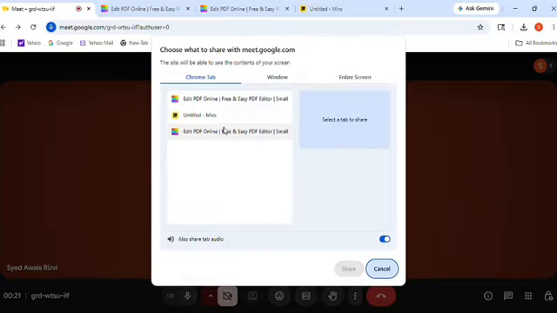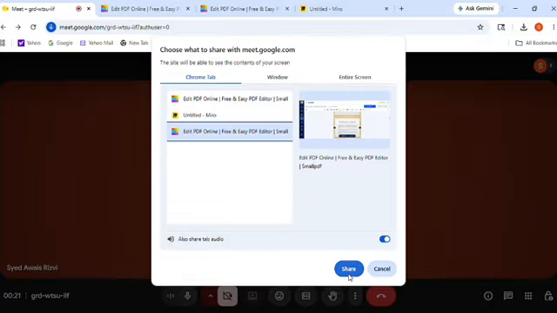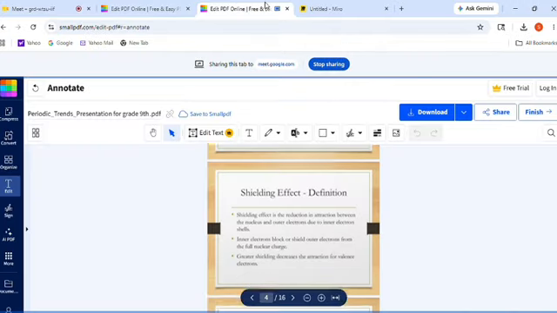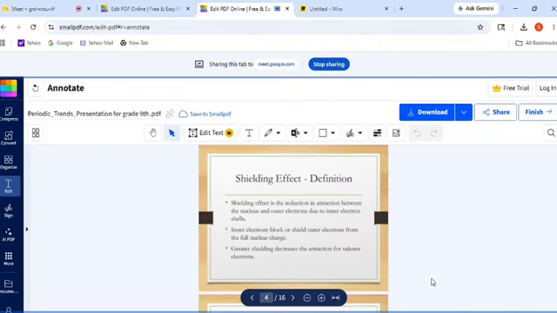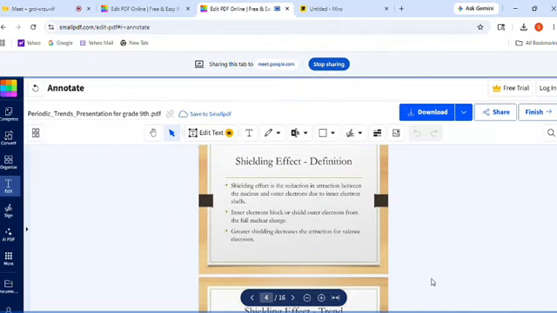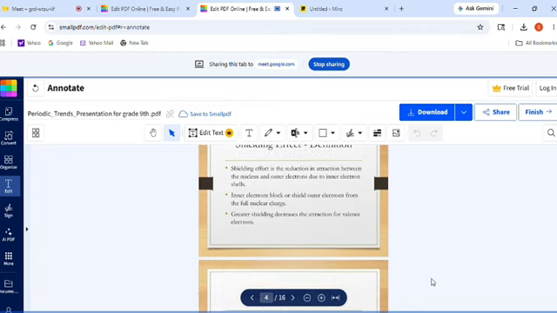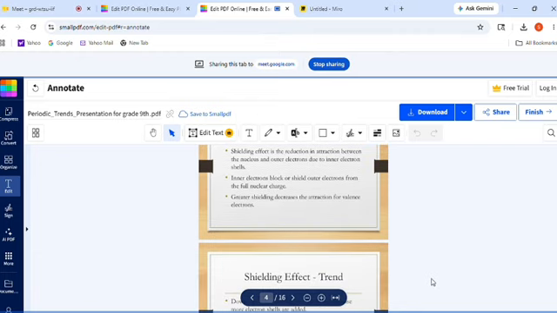You can see on the slides it is written that the shielding effect is the reduction in the force of attraction between the nucleus and the outermost electrons due to inner electrons. Inner electrons block or shield outer electrons. Meaning, the inner electrons that are present act as a shield for the nucleus.